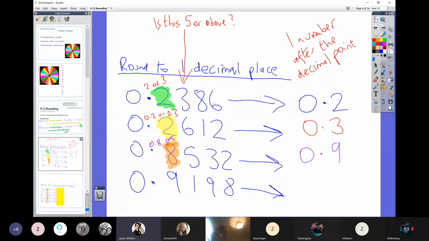And then the final one at the bottom is 0.9198. When we round that to one decimal place, do we stick to the 9 or round up? Well, the next number is below a 5, so we stick to 0.9. 0.58532 is closer to 0.9 than 0.8, and the final one is closer to 0.9.